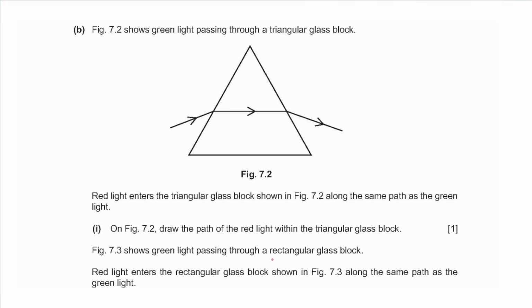Red light enters now the triangular glass block shown in figure 7.2 along the same path as the green light. Part I says on figure 7.2 draw the path of the red light within the triangular glass block. So red actually bends less than green. So this was the original direction of the ray. It bends toward the normal, but not as much as the green light. So we are going to draw it like this. We do not have to measure a specific angle, and then we draw the arrow direction.